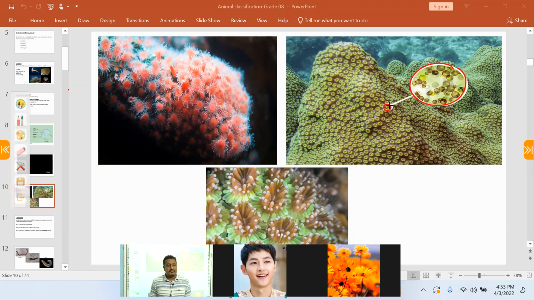But now most of the coral reefs have been destroyed by the fuel released from the boats.